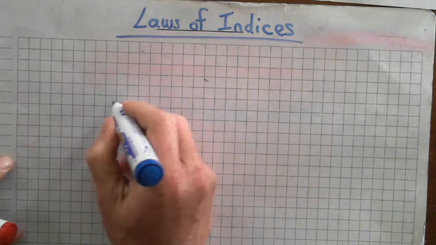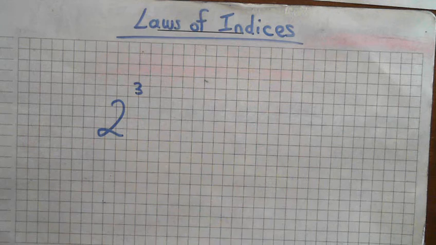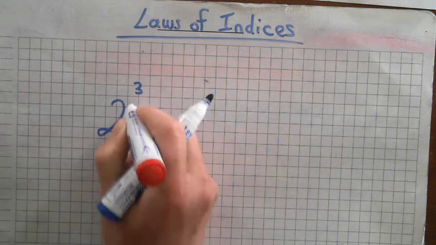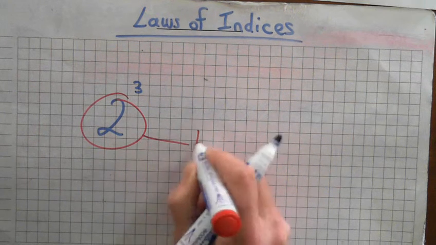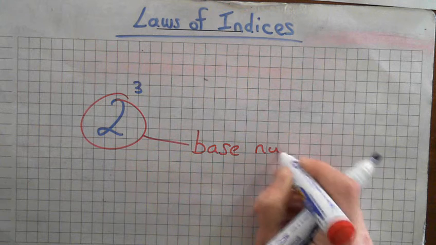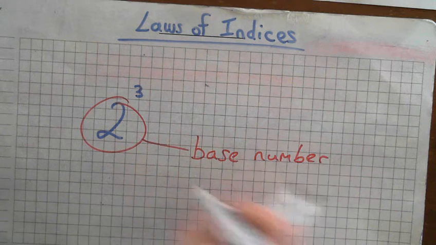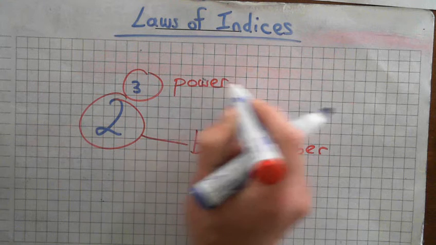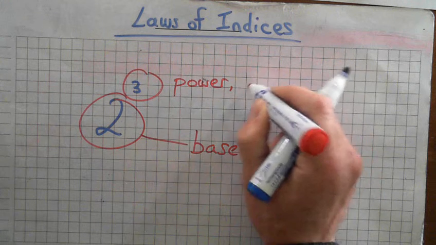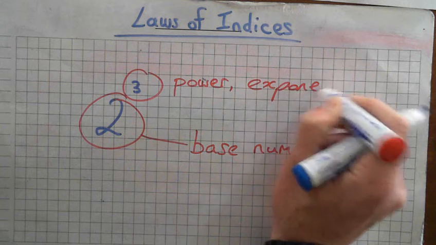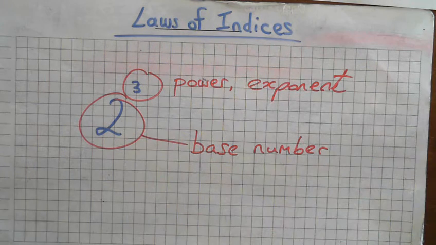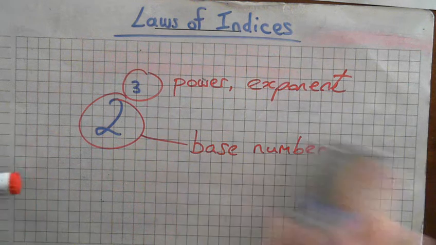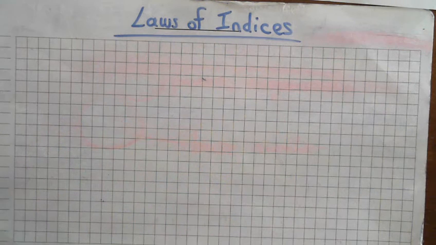Right, the basics. This number here is called a base number. This number here is called the power, or the exponent. Knowing that that's the base number is important, because I'll be speaking about base numbers and powers all the time.